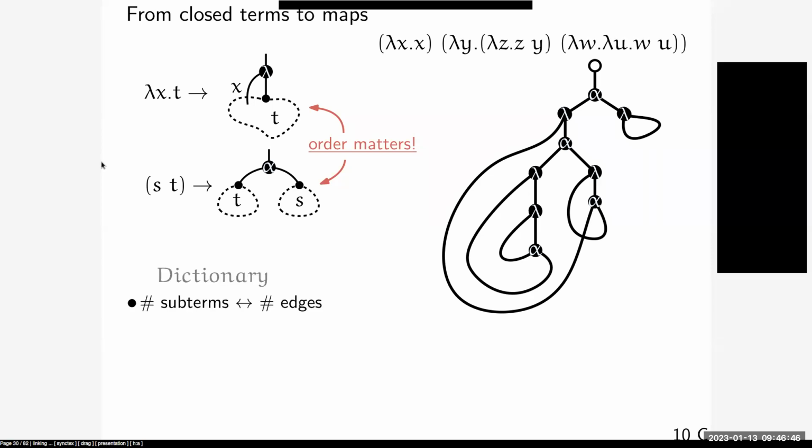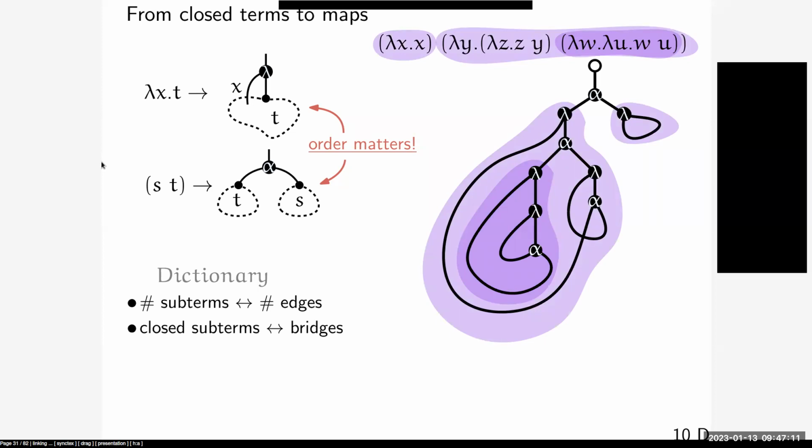And so we can build a little dictionary of correspondences, like, for example, the number of subterms in a term corresponds to the number of edges in its corresponding map. And so it makes sense then to take the size of a map to be its number of edges when we enumerate maps by their size, and then the size of a term to be the number of subterms. And so this makes the two sequences align in terms of their indices.